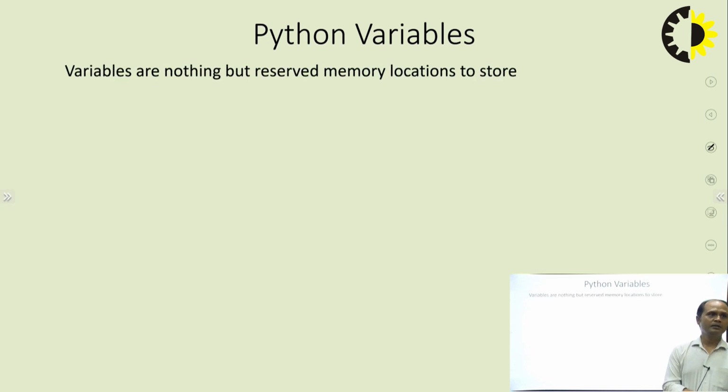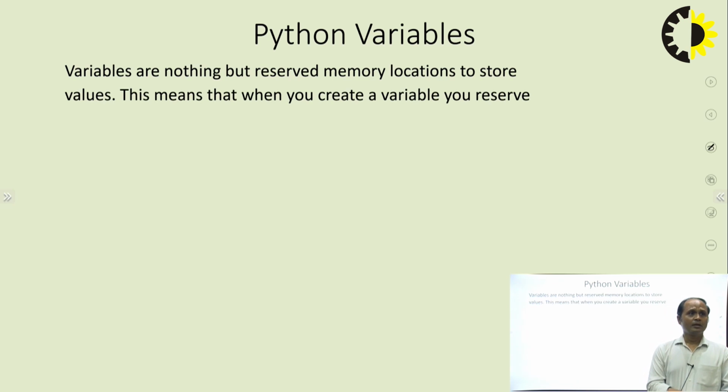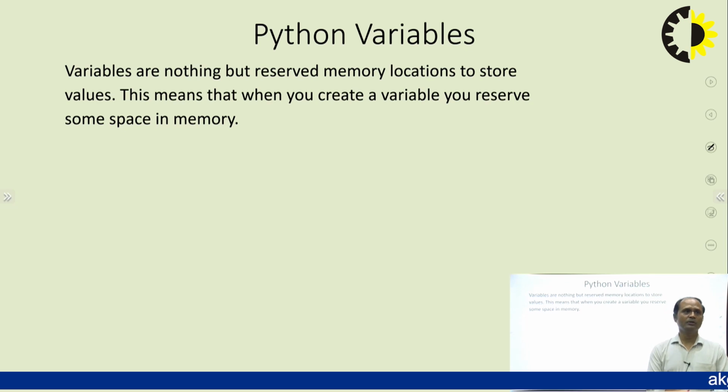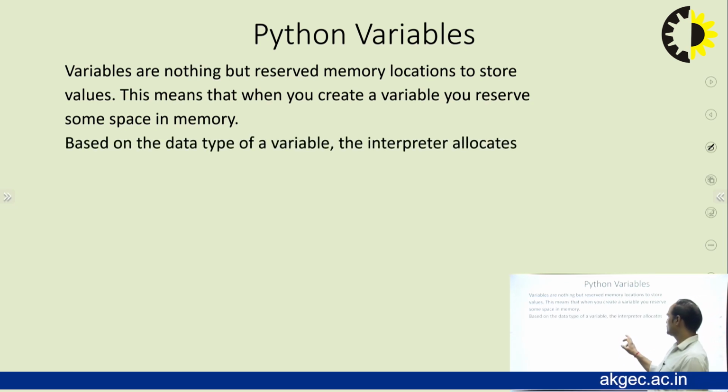Variables are nothing but reserved memory locations to store some values. Like C, like Java and other programming languages, we use variables. In Python, we can create variables. When we create a variable, it is created after getting some value. Suppose a is equal to 10, then this is called a variable.